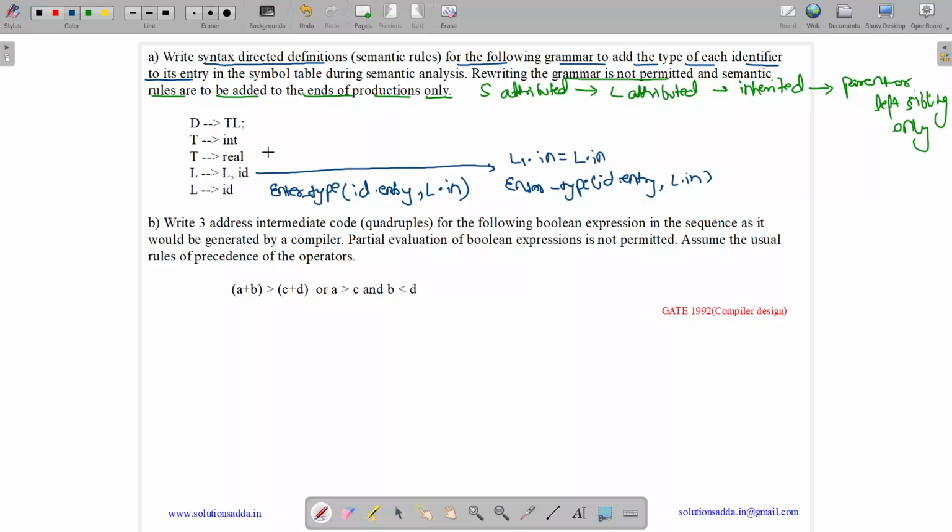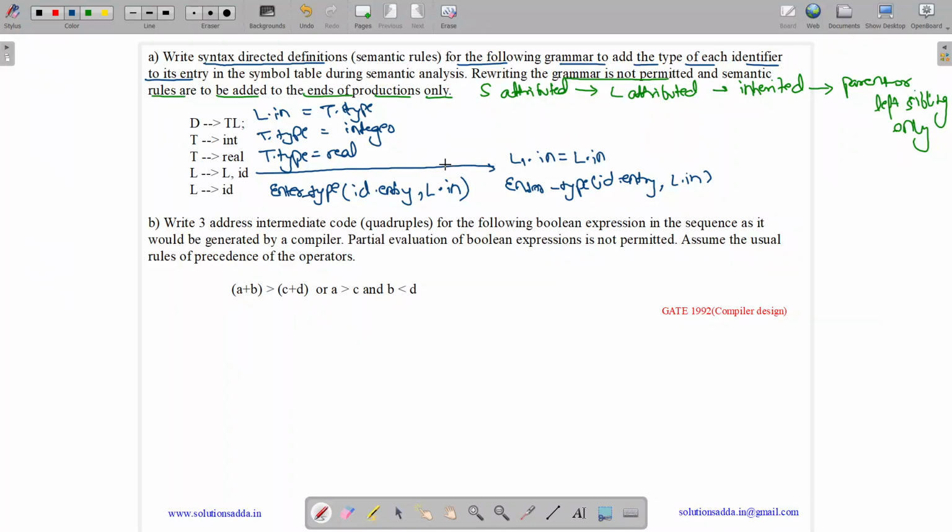Okay. Now what is the type of this? So we will have t.type is real. What will be the type of this? We will have t.type equals integer. Type equals integer. And what is the type for this? So type for this will be, which we are performing these operations. So this operation can be performed only when both the types are same. So it will be L.in equals t.type. Okay. So this is our solution to this.